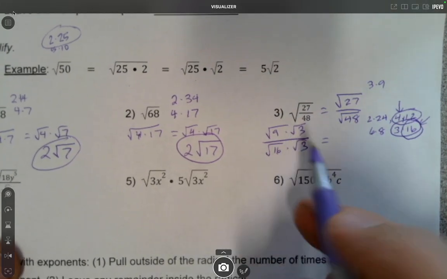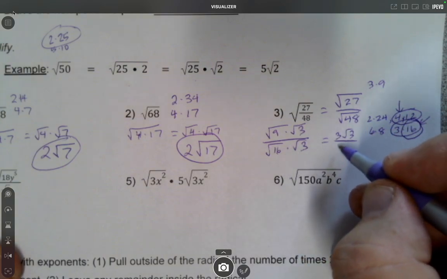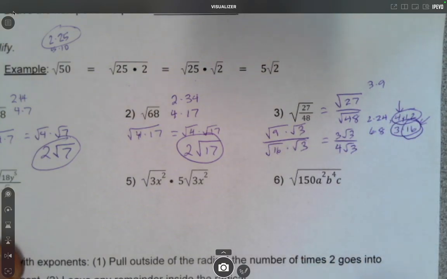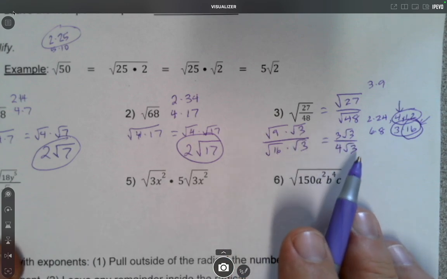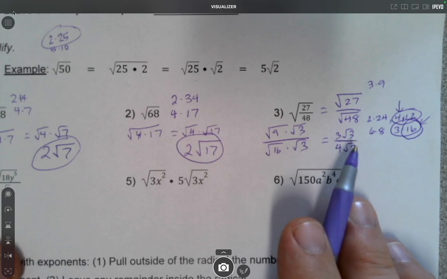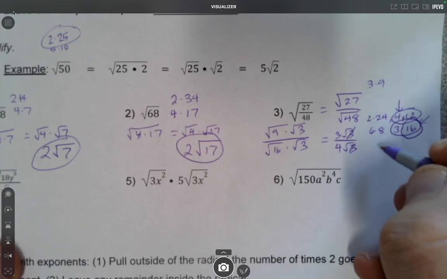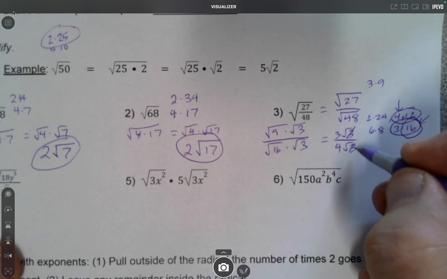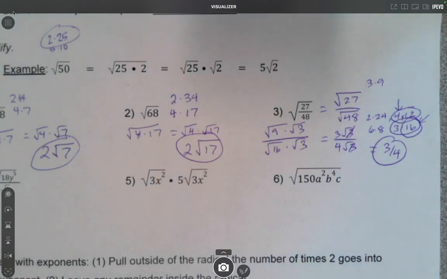Okay, the square root of 9 is 3. The square root of 16 is 4. And this won't happen every time, but notice we have the square root of 3 over the square root of 3. Well, any number, even if it's a weird radical, divided by itself is equal to 1. So those cancel out because they are equal to 1. So our final answer is 3/4.